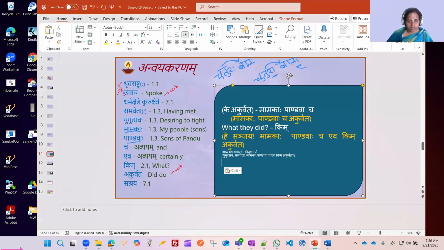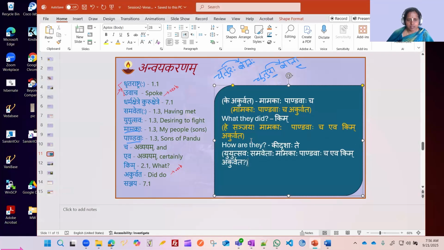Okay. So now we'll go here again. So then we will, like this. So we'll ask a question, how are they? Kidrishaha te. How are they? Means there is a descriptor of them. Then we will get an answer of Samavetaha and Mamakaha. Samavetaha and Yuyutsavaha. And we put them together.